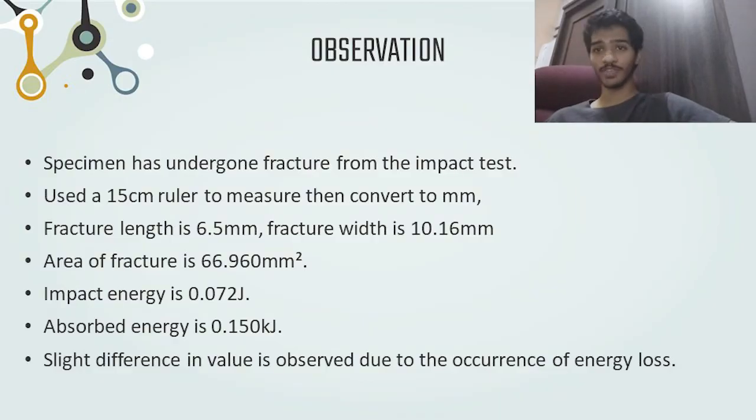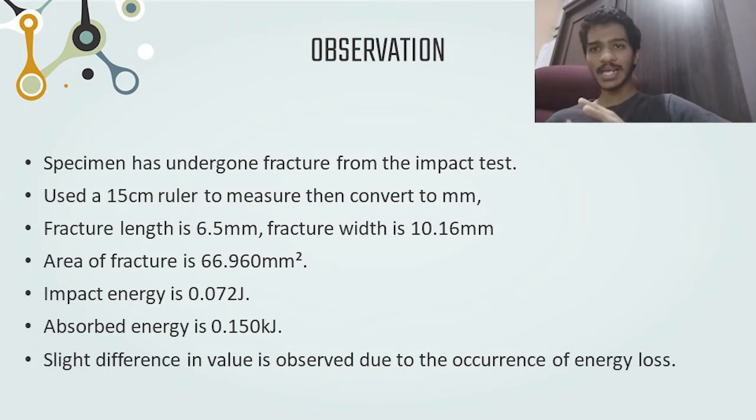We're moving on to observations. Based on the results before, we can observe that the specimen has undergone fracture from the impact test. So we used a 15 centimeter ruler to measure the fracture and then converted it to millimeters. What we got, the fracture length is 6.5 millimeters and the fracture width is 10.16 millimeters. The area of fracture is 66.960 millimeter square. Impact energy is 0.072 joules and the absorbed energy is 0.150 kilojoules.